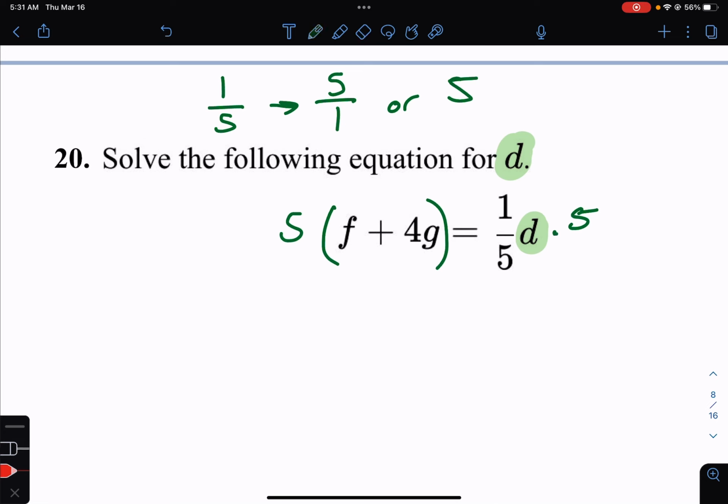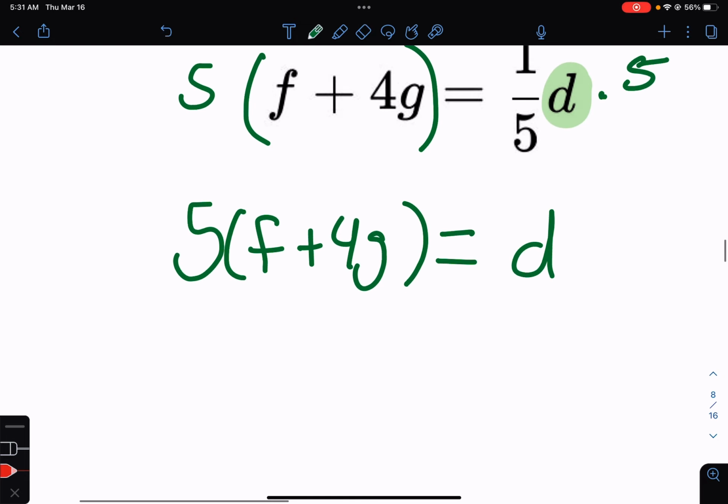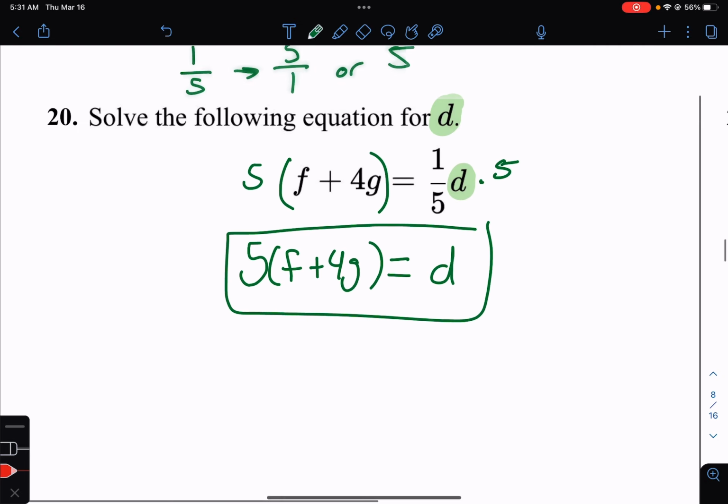All right. So then here on the right-hand side, 1/5 times 5 is 1. So the d is now by itself. All right. And we have 5 times the quantity f plus 4g. All right. Now this is an acceptable answer here, right? If you wanted to solve for d, you could say that d is equal to 5 times the quantity f plus 4g. It is important, though, that you recognize that sometimes you can simplify further.